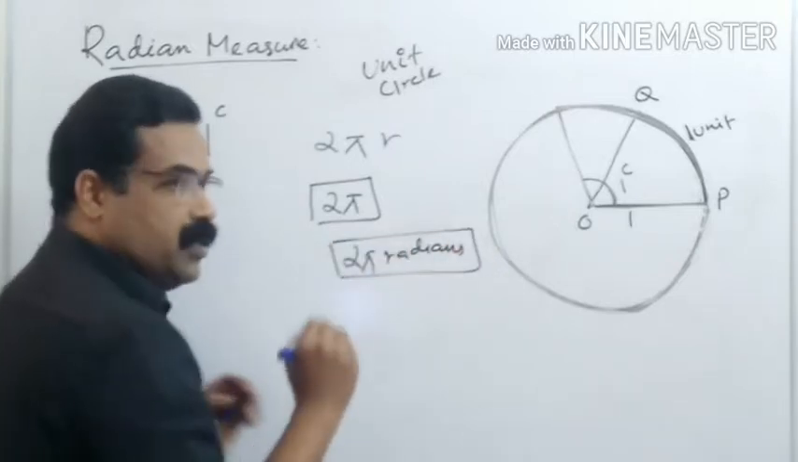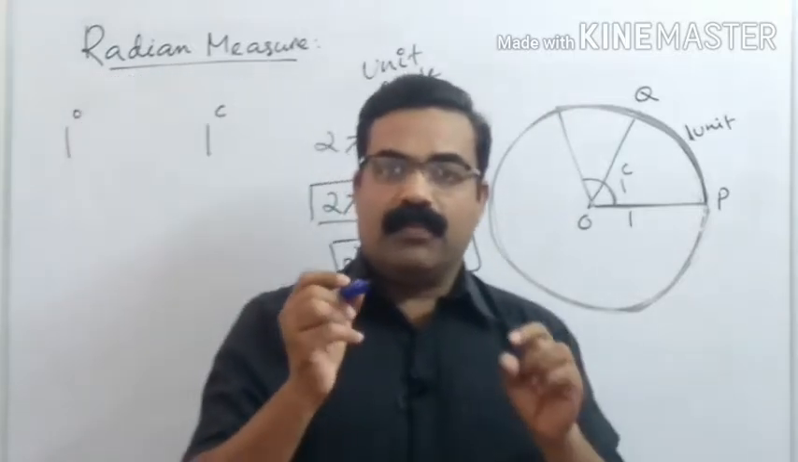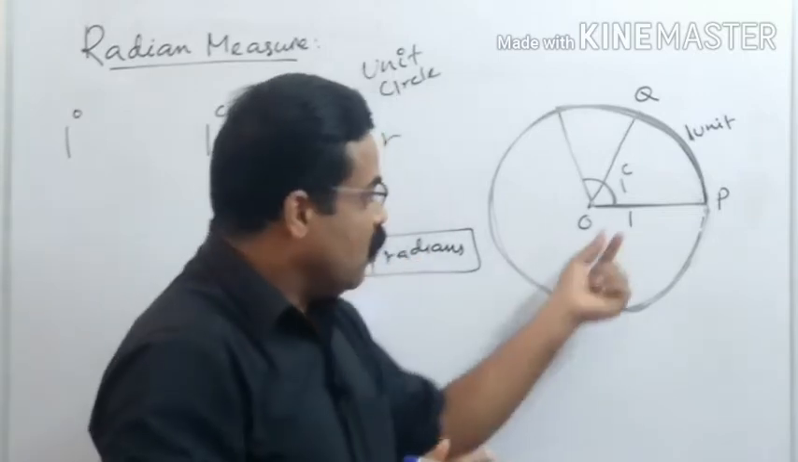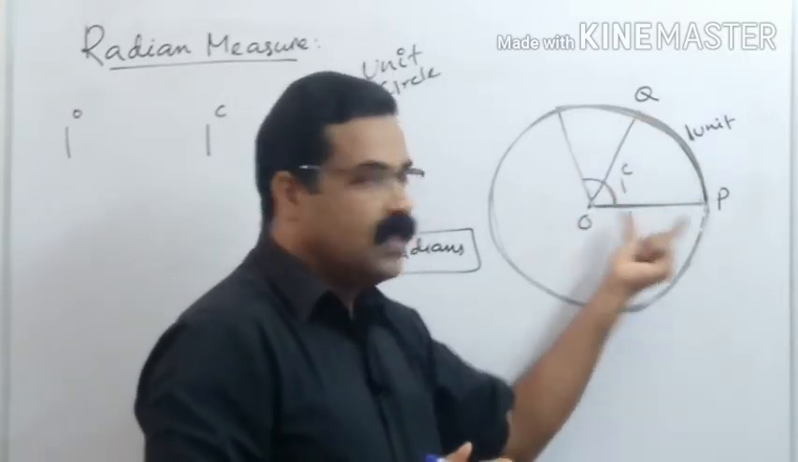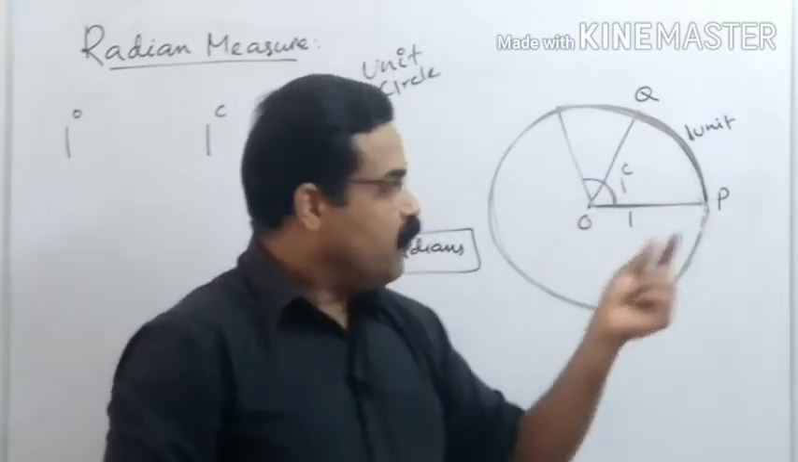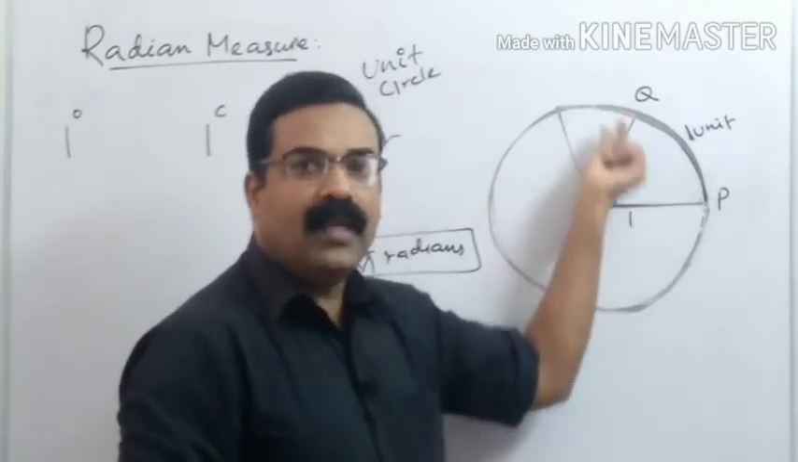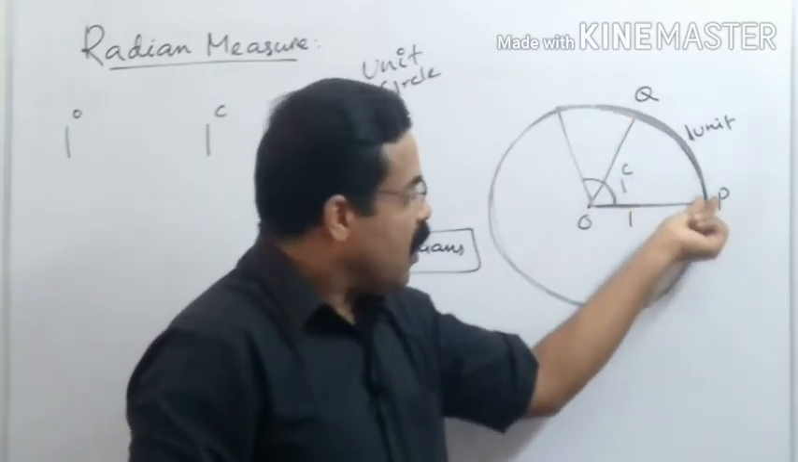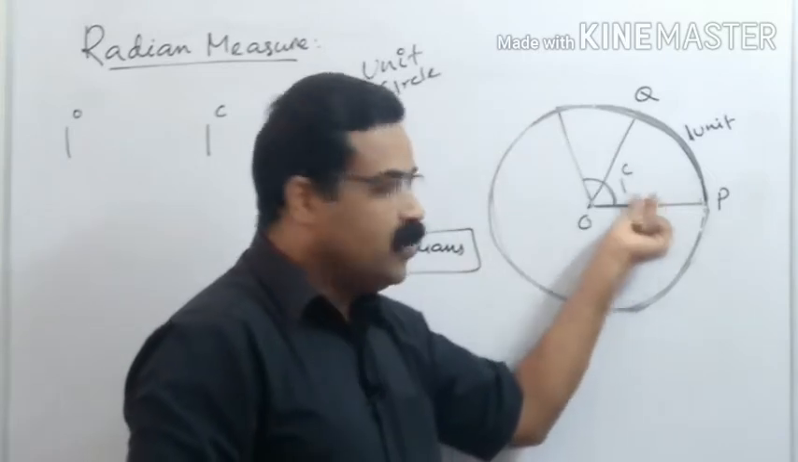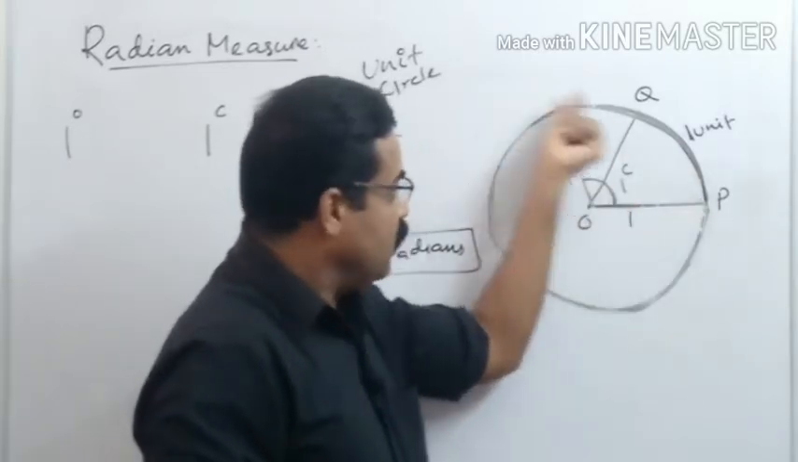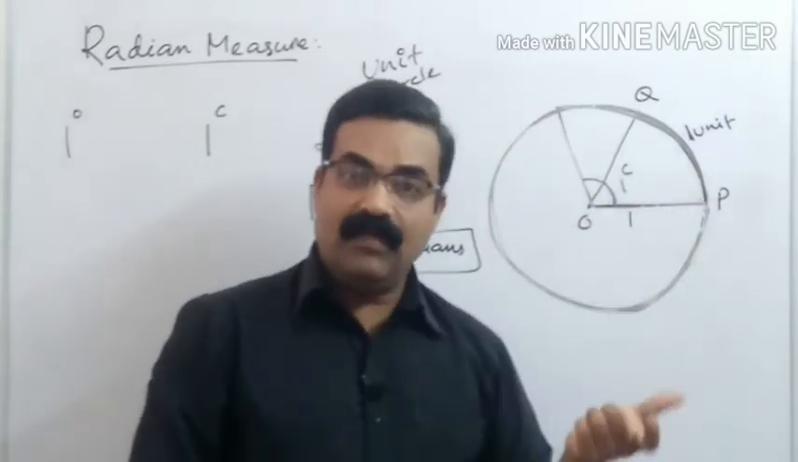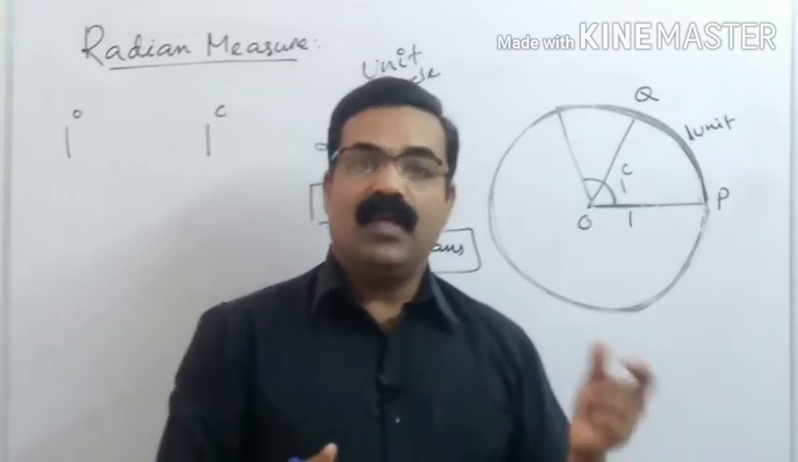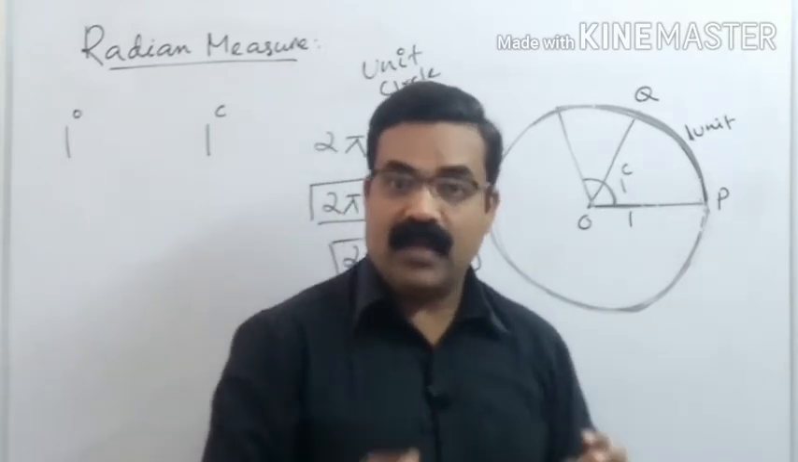Very, very important. When you make an arc length equal to 1 unit in a unit circle, the angle is 1 radian. If you take an arc length of 2 units, the angle will be 2 radians. If you take an arc length of 3 units, it will be 3 radians. Similarly, if you take the full circle, the arc length will be equal to 2 pi, so the angle will be 2 pi radians. I hope it is very clear to you.